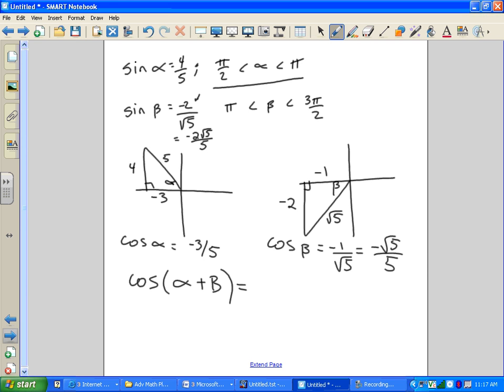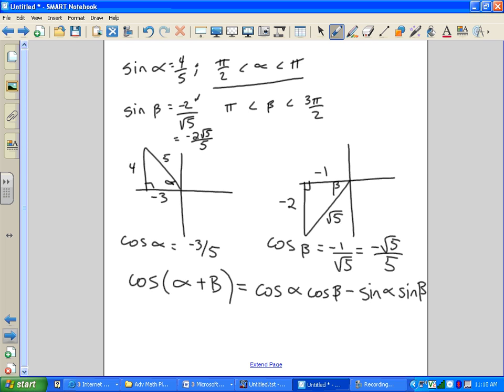Now, that's the sum identity, right? So on our reference sheet, it's what? The cosine of A plus B, but it's the same thing, okay? And so for cosine of alpha plus beta, I'm going to look at my reference sheet at cosine of A plus B. So that'd be cosine of alpha, cosine of beta, and then what? Minus, is that right? Yeah, minus sine of alpha, sine of beta.